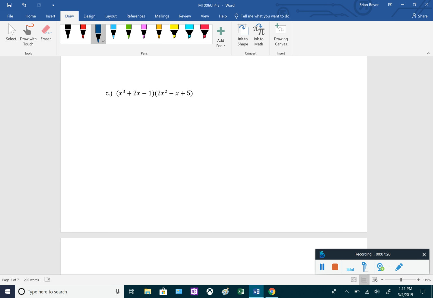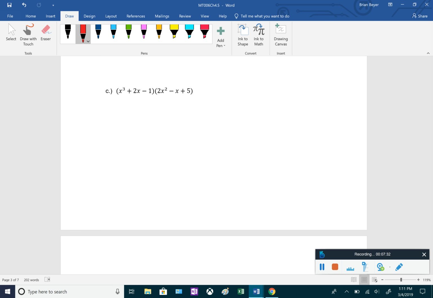And then last one here before we get into some special products. We're multiplying two trinomials this time, so obviously it's going to be a little bit messier. We're going to multiply the x cubed to every term. Then we're going to multiply the 2x to every term, and then we have to multiply the negative 1 to every term. So obviously drawing the arrows for this one looks pretty messy.